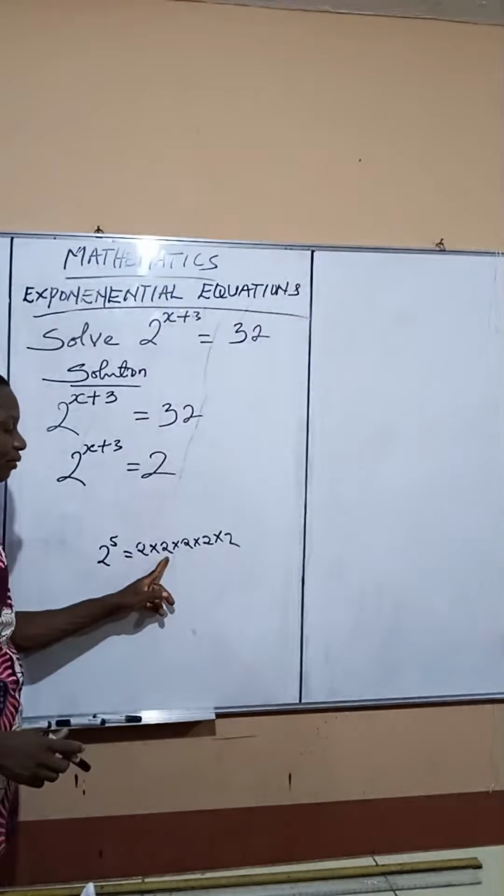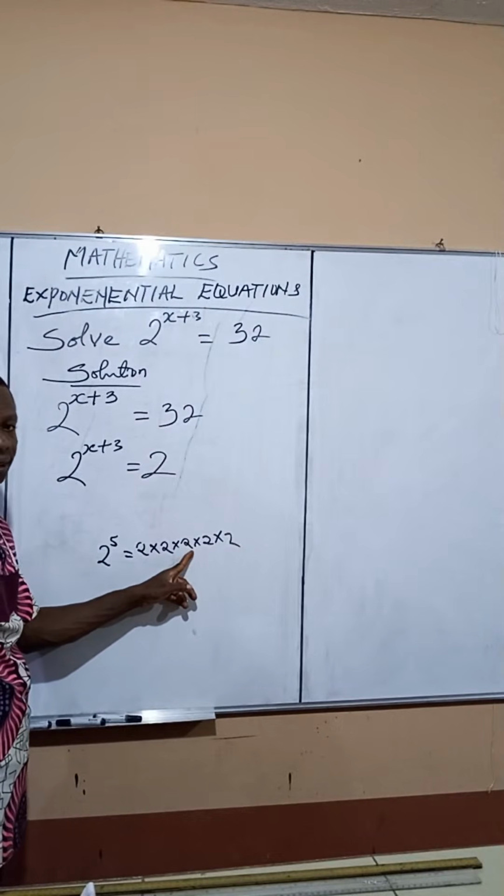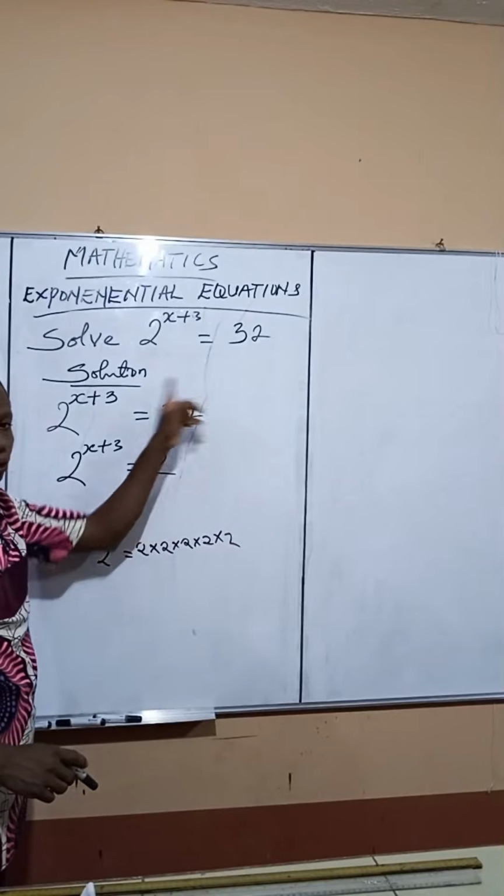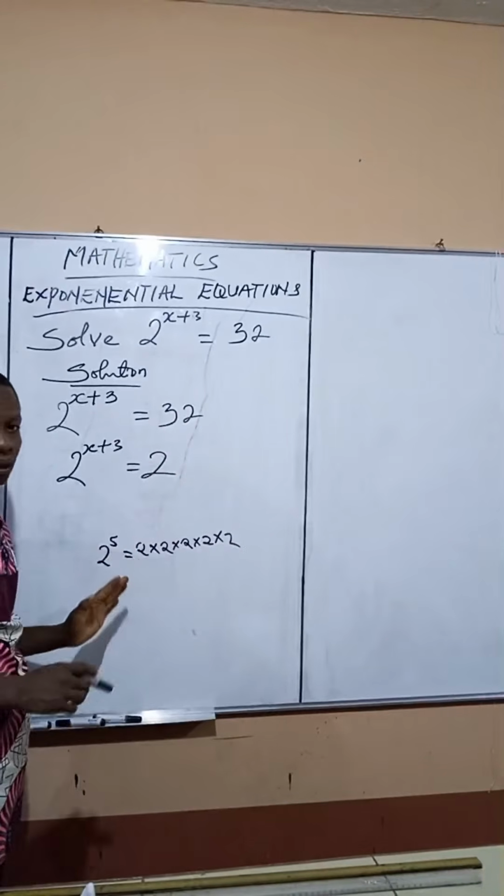2 times 2 is 4. 4 times 2 is 8. 8 times 2 is 16. And 16 times 2 is 32. That is the implication of it.